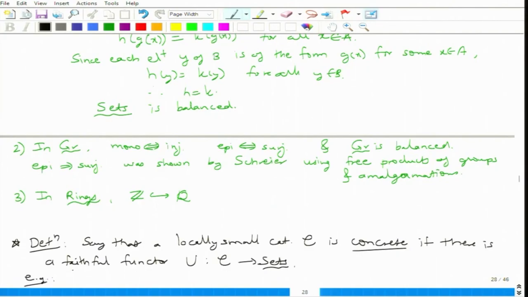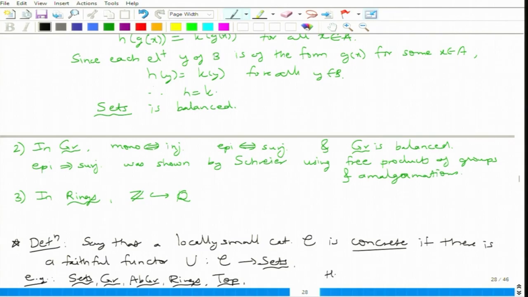For example, any category of algebras is a concrete category. So sets, the category of groups, abelian groups, rings, Top, all of them are concrete categories.